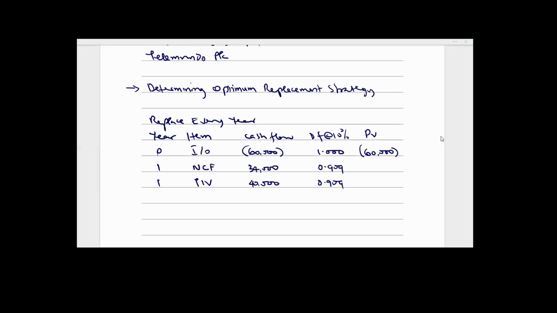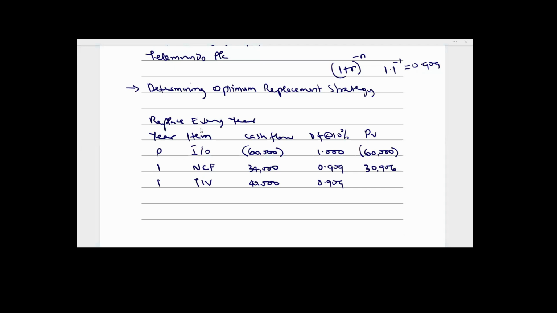I'm sorry, sir. Please, how did you get the 0.909? It is the discount factor for year one. Hope you understand the formula for calculating discount factor. No, I don't know the formula actually. It is 1 plus R raised to power minus N. Are you familiar with this formula? Okay, I've seen this before. All right, so this will give you 1.1 raised to power minus 1. So that will give you 0.909. Do you get it now? Yes, I get it now.